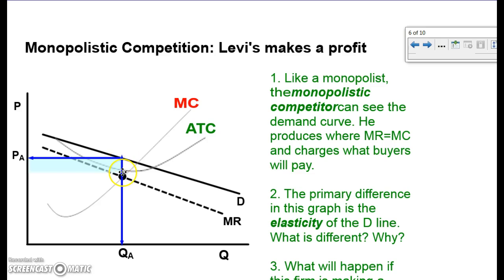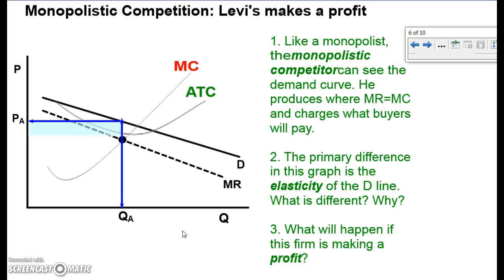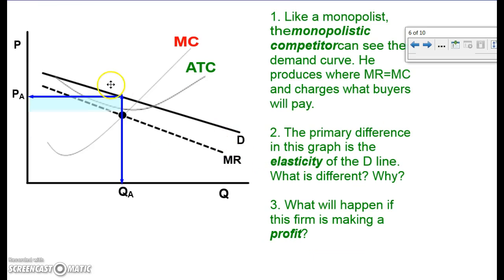So you can see here, this little aqua box is actually this monopolistic competitor's profit. The primary difference in this graph is the elasticity of the demand curve. It's much more elastic. Why? Because there are substitutes, right? Unlike the monopolist, the monopolistic competitor faces substitutes. So the demand curve can actually shift when new competitors open in the market or when they leave.